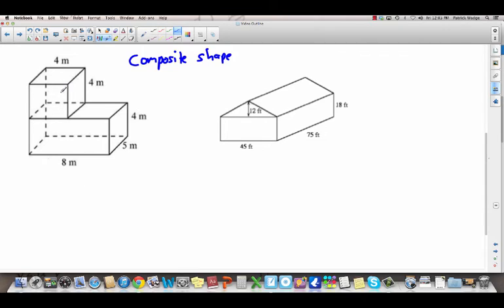You might think this is a cube. It does look like a cube, but it's 4 by 4 by, how much is this? It's not 4, it's actually 5. It's the same as that one there. So it's actually two rectangular prisms. Okay, let's call this one A, and let's call this one B.